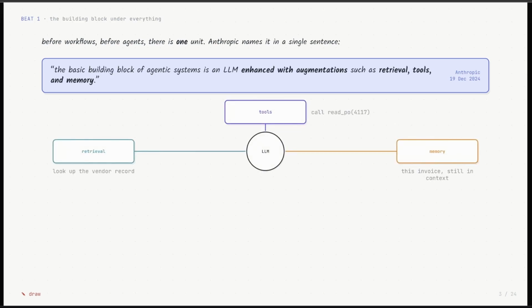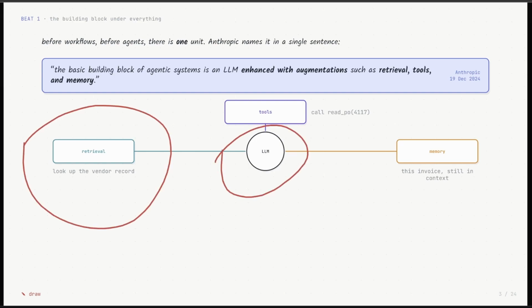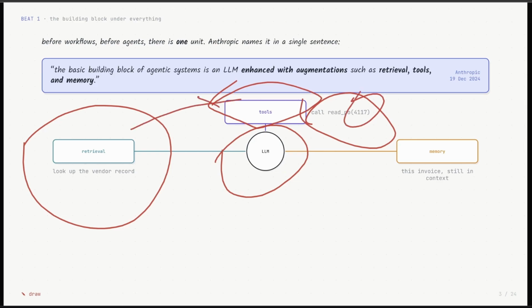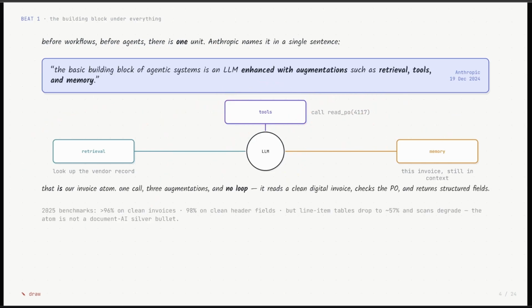Here it is as a picture. The model in the middle, as you can see here, you have your retrieval, which pulls in the vendor record, and then you have the tool here, which does the call read on the invoice. For example, 41117, which came from here, and then you have the memory, which holds on to the invoice it is currently working on. So 3 arrows, one model, and that is our invoice atom.